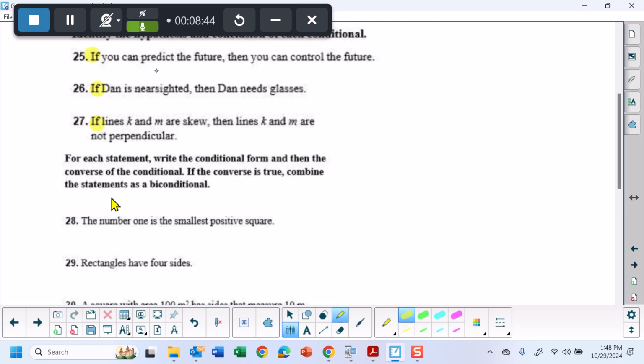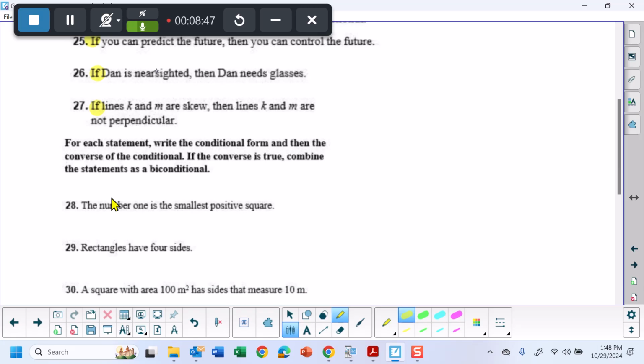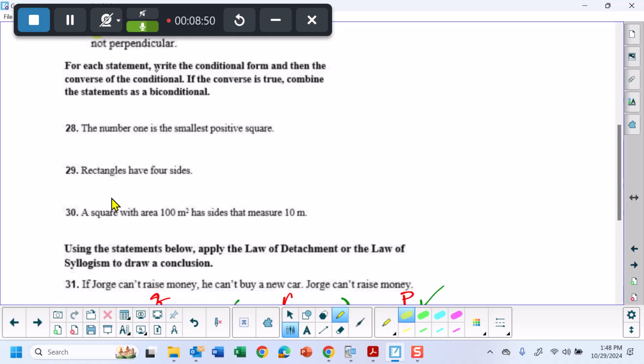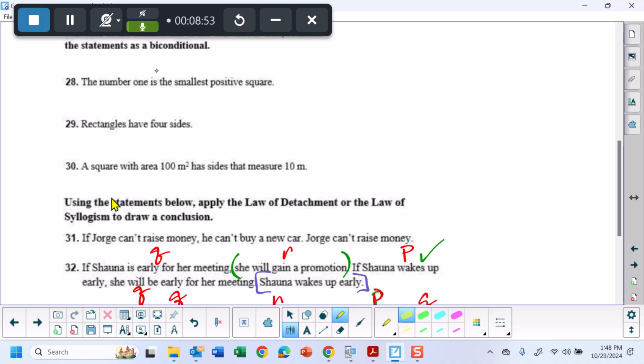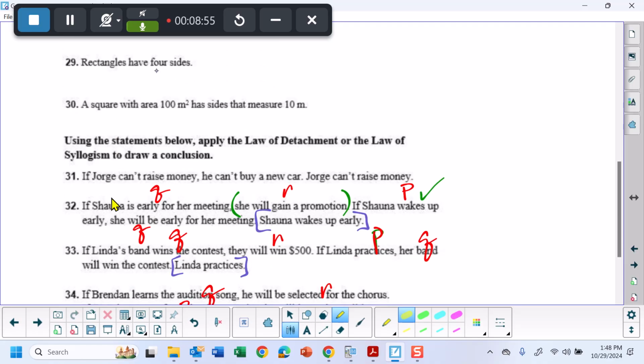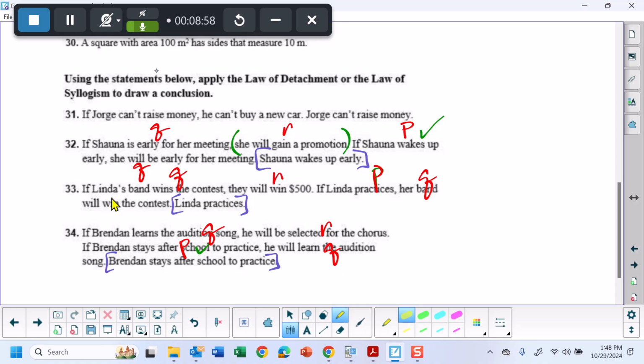Here you're supposed to write the conditional form and then the converse. If the converse was true, write it as a biconditional. So read my answers and see if we agree. For 31 through 34, that was that conversation about my law of detachment or my law of syllogism. And what's interesting is what I have here in the brackets, that's my conclusion that I'm seeing if it's validated by that law. So, no, it's not my conclusion. It's my fact that I'm given that then sets the law into motion.